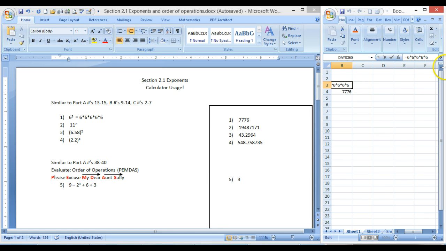Similar to this one, I could come up here and make sure by going through and counting 1, 2, 3, 4, 5. Indeed, I did 5 sixes, and that is the correct answer.